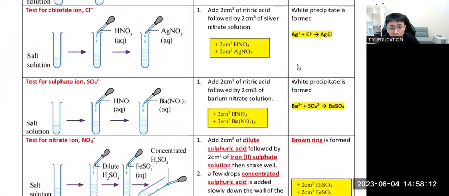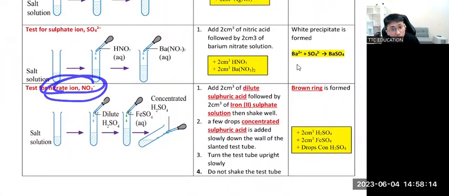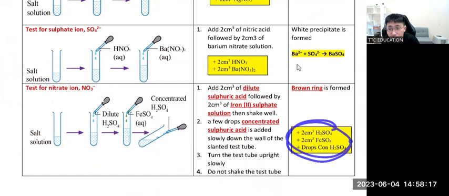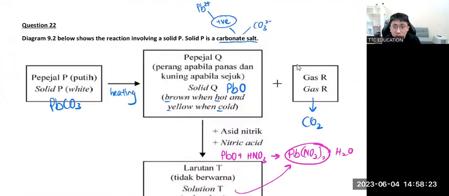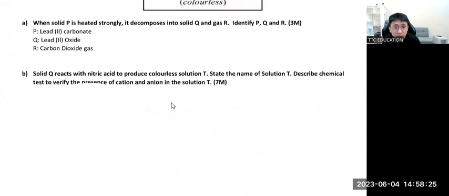You go back to the negative ion test. You see, nitrate test, how to test? Add these 3 chemicals, you see a brown ring. That's why this question is worth 7 marks. That is the reason why it's worth 7 marks, because you need to write 2 tests. One is the Pb2+ test, yellow precipitate. One is the nitrate test, the brown ring test.